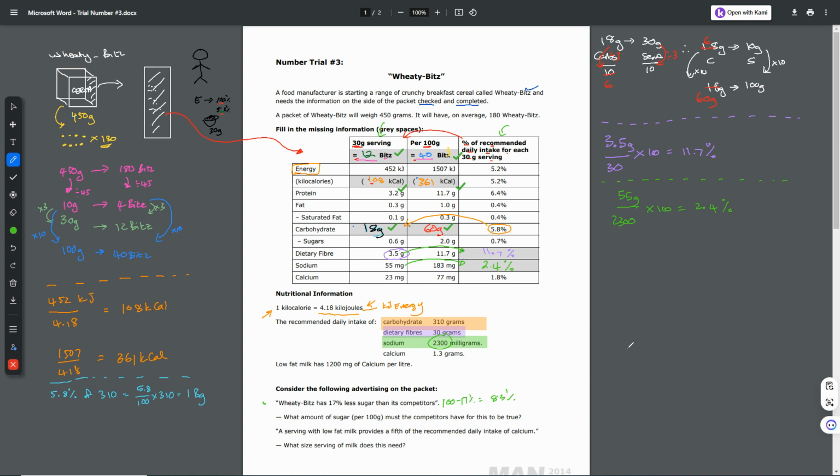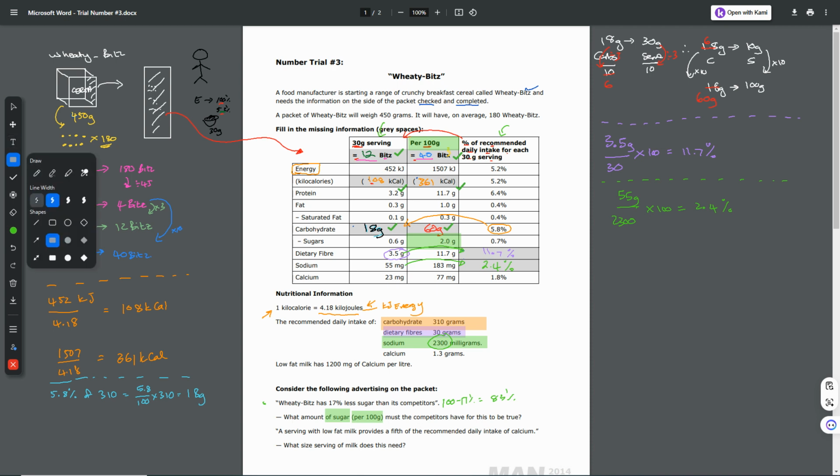All right, and that's the point now where we want to try and figure out how we would answer this question. So Wheatie Bix has 2 grams. I just found it. You can see it over there. 2 grams, all right, per 100 gram. Because they're talking about per 100 gram here. It says what amount of sugar per 100 gram, and there we go, per 100 gram and sugar.